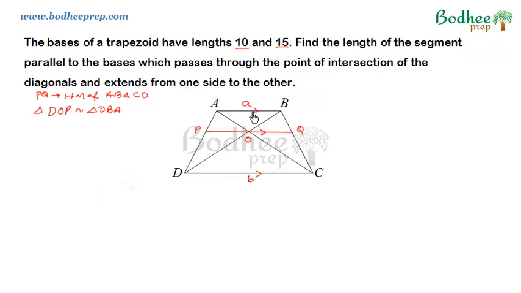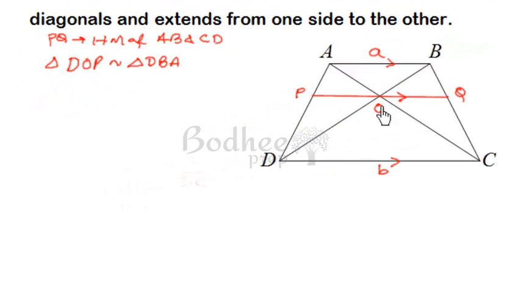The approach is simple because AB is parallel to PQ, so it will be parallel to PO also, right? So this angle will be equal to this. Angle D is common, so definitely these two triangles are similar. So from this I can say that PO upon AB would be equal to PD upon AD, right? This is the relation which we have got from this pair of similar triangles.